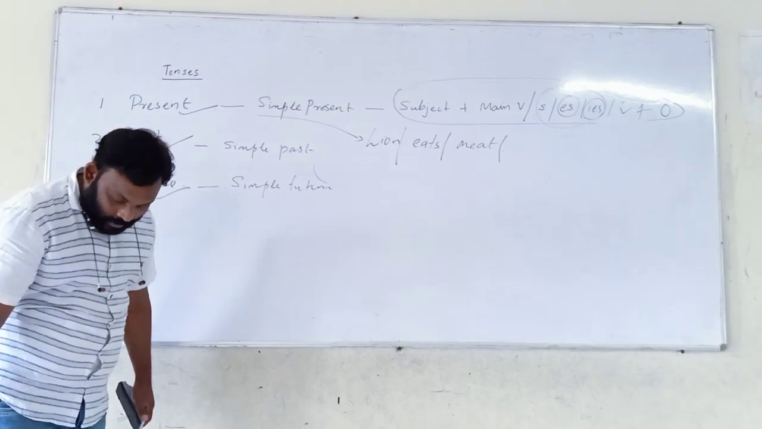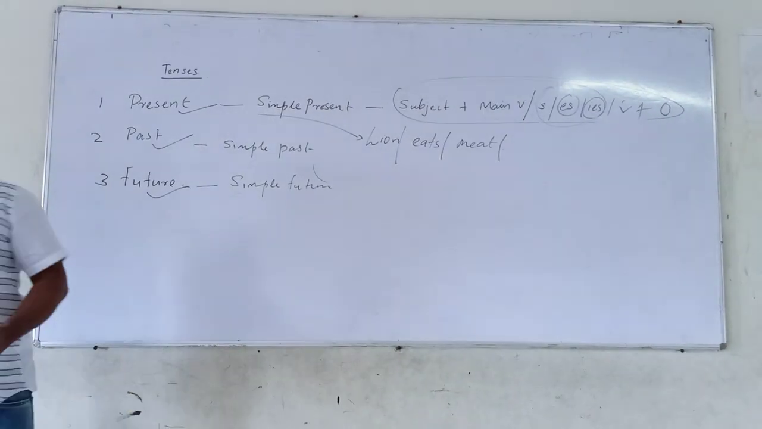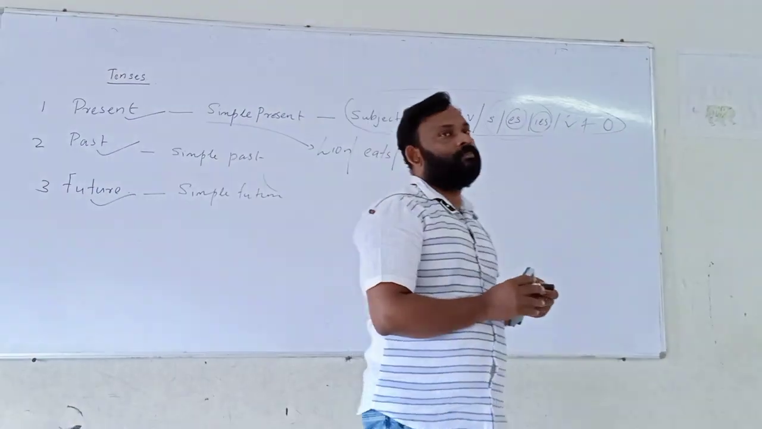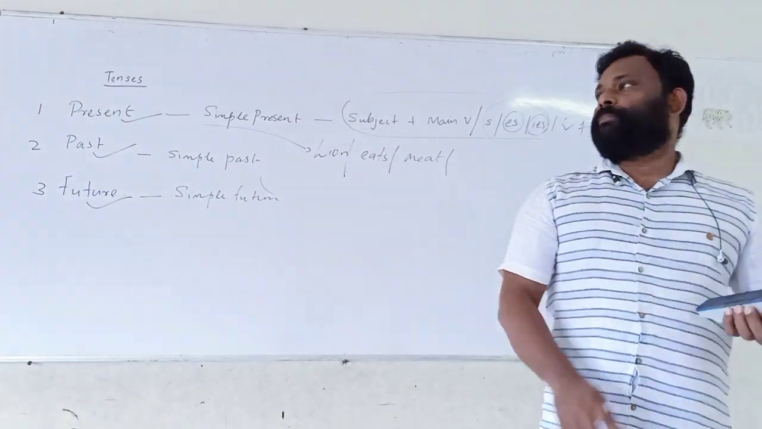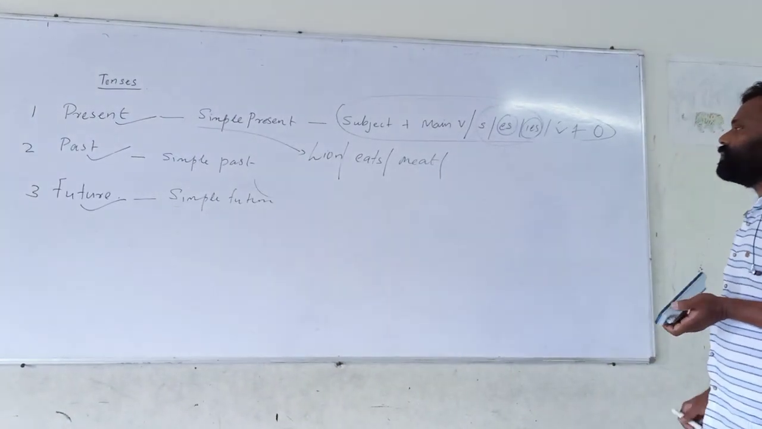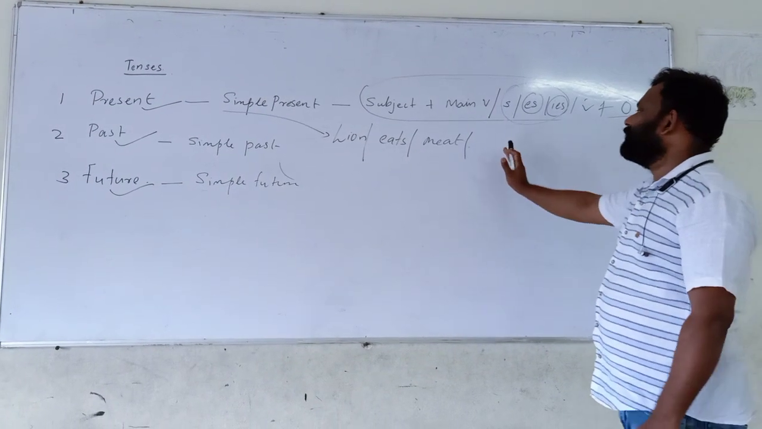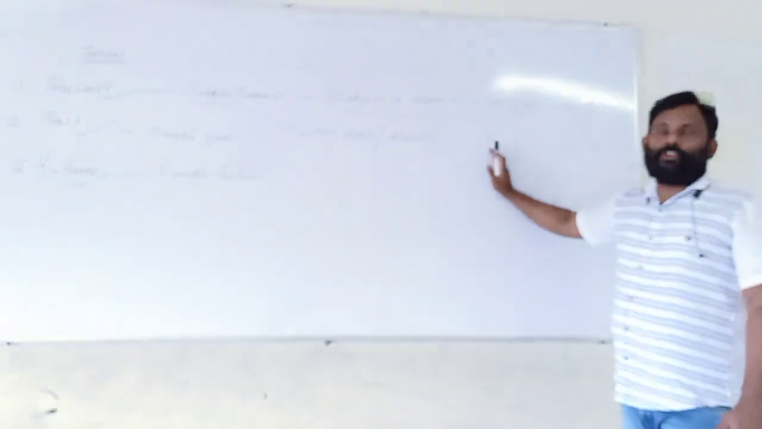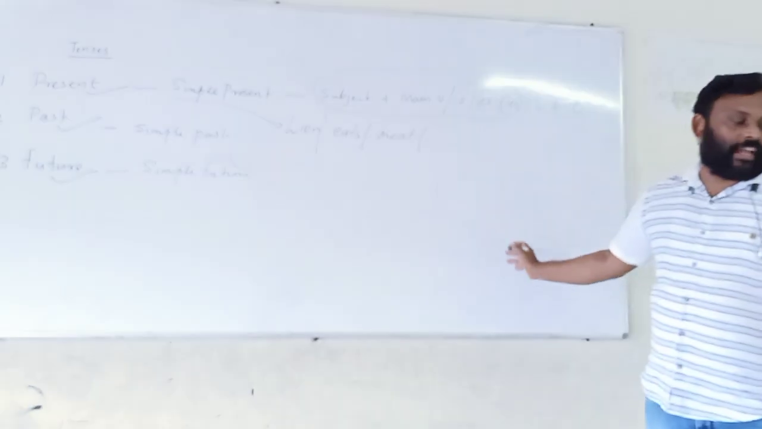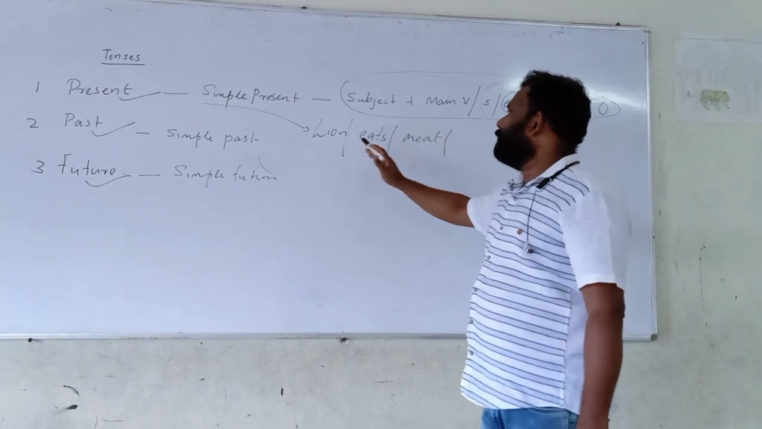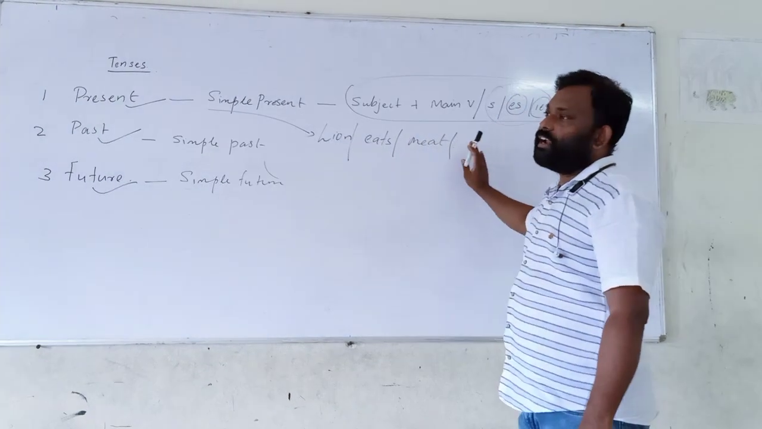Now, after the forms, if we go through the uses of simple present tense, when should we use simple present tense? We should use the simple present tense to express an action which we follow in regular life or the daily life pattern. For example, lion eats meat. It means lion eats meat daily.